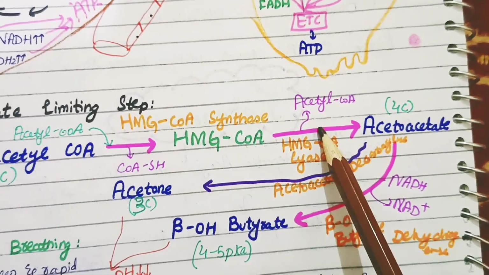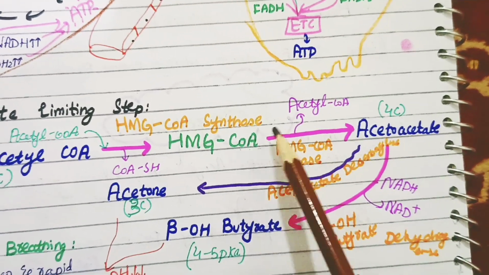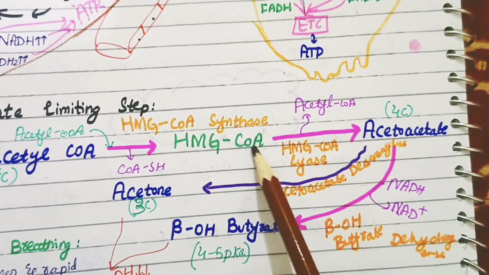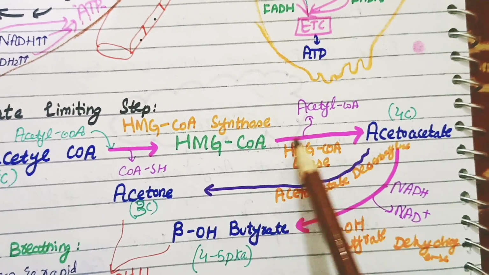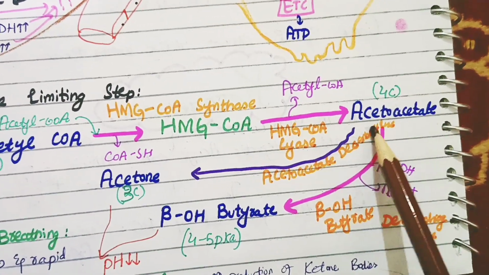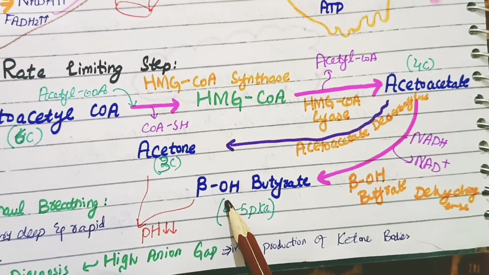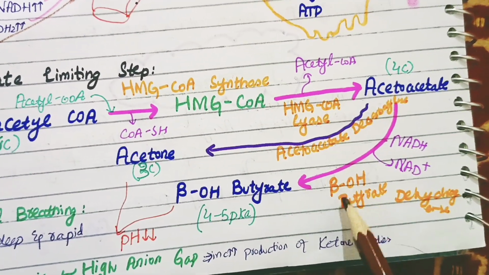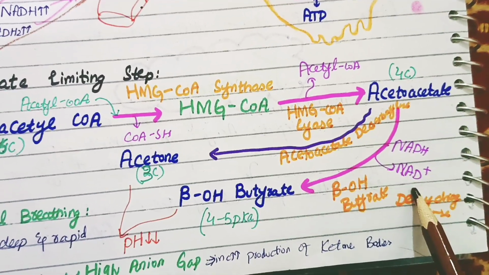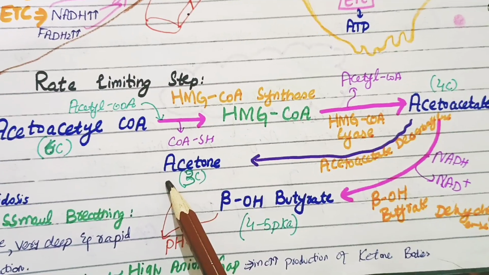Then HMG-CoA is converted into the first of the ketone bodies, acetoacetate, and in this process an acetyl-CoA molecule is released. This process is actually the lysis of HMG-CoA, so the enzyme used here is HMG-CoA lyase. Then this acetoacetate can undergo two pathways. It can be converted into beta-hydroxybutyrate by the enzyme beta-hydroxybutyrate dehydrogenase, in which NADH is converted into NAD+, or it can be converted into acetone, the third ketone body.